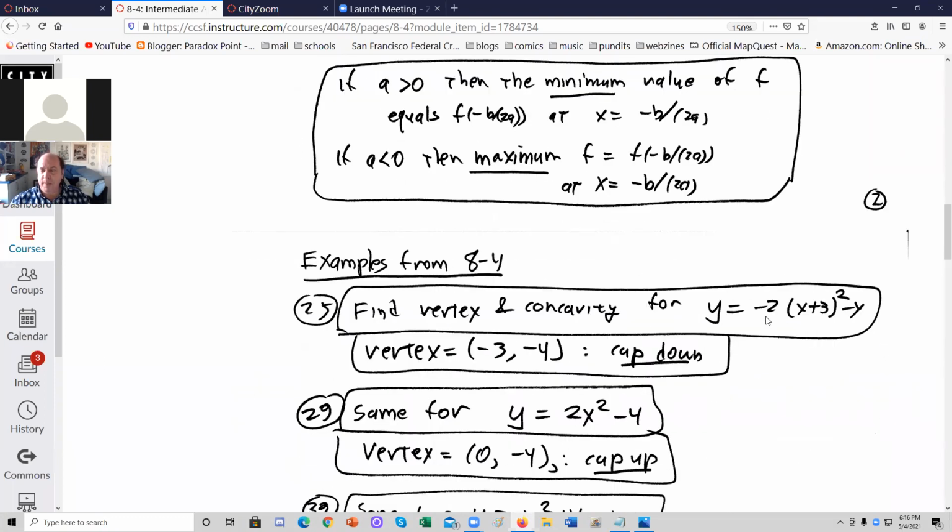So for example, find the vertex and the concavity for y equals negative 2 times (x plus 3) squared minus 4. Well, you can read off, this x plus 3 is x minus a negative 3. So the vertex is negative 3 by negative 4. And because this is negative 2, it's cup down.